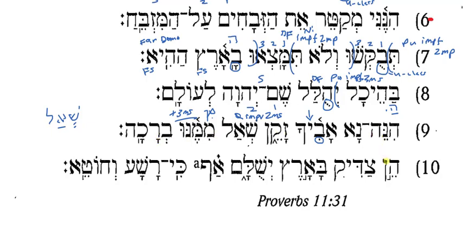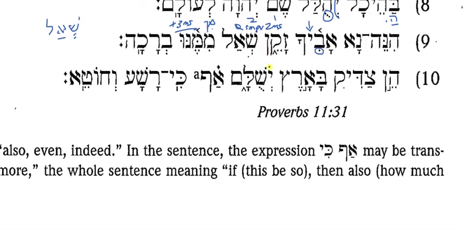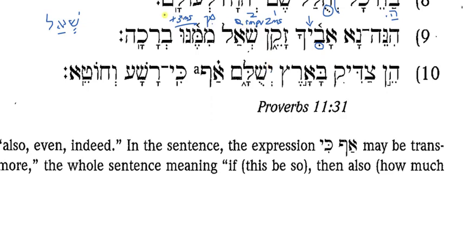Now, that's number 9. And number 10. This actually comes directly from Proverbs. Hen tzaddiq ba'aretz yeshullam, af ki rasha vechote. Now, something that Ross doesn't tell you here about the word hen is this. Hen, it could be another form of hinneh as the attention-getting word.